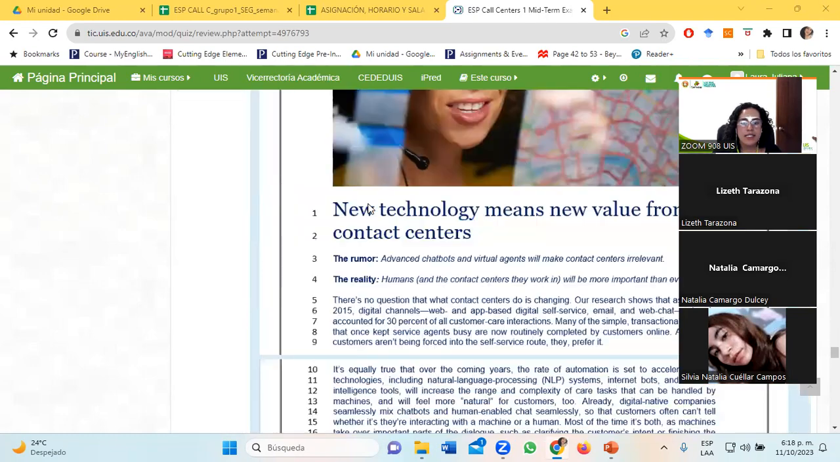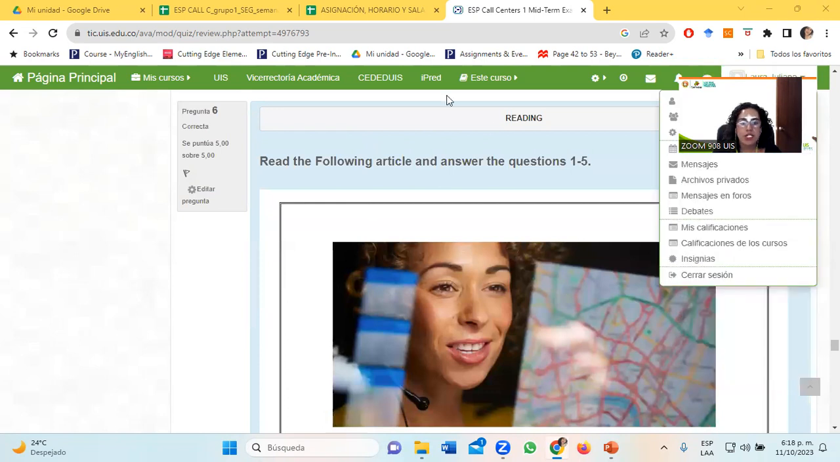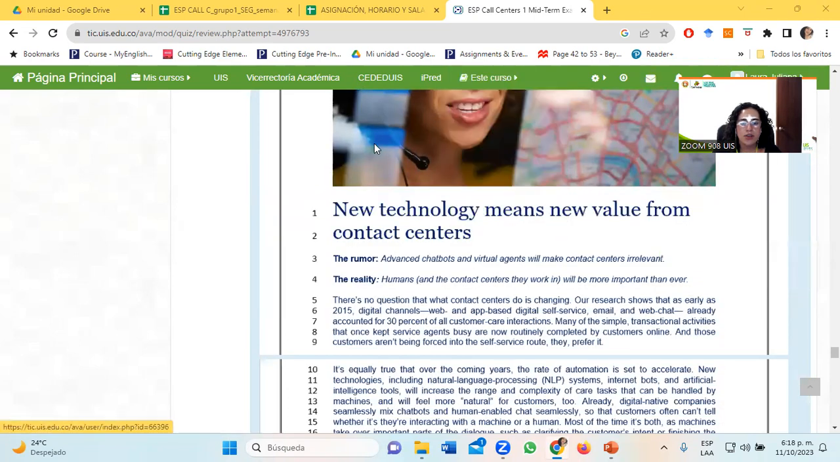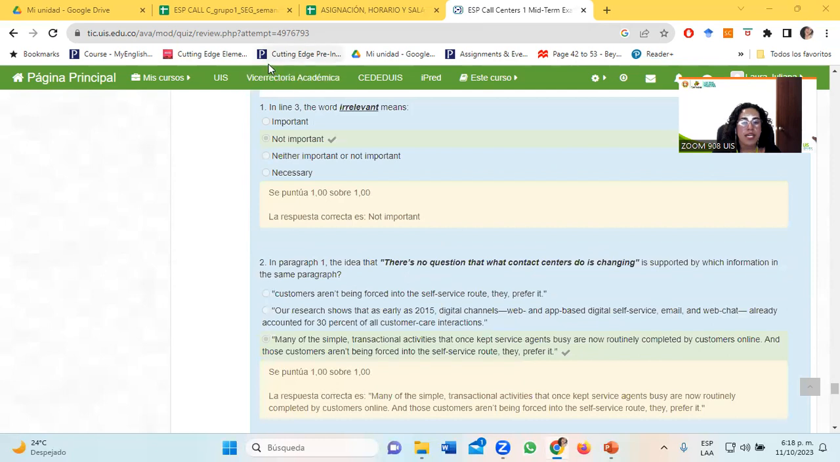All right, and let's finish with the reading part. So the reading was about technology. New technology means new value from contact centers. You had to read and then let's socialize the answers. In line 3, the word irrelevant means important, not important, neither important or not important, necessary. The meaning is not important, irrelevant.